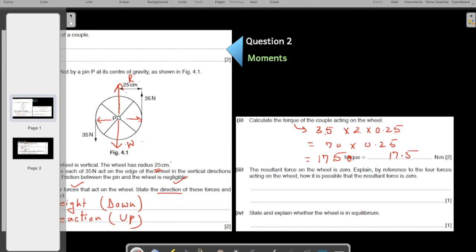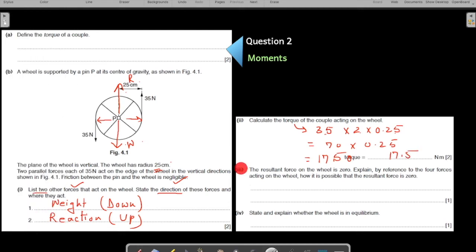Alright, now the next part. The resultant force on the wheel is 0. Explain by reference to the 4 forces acting on the wheel. How is it possible that the resultant force is 0? 1 mark question. If you see, what do you have to say? The 35 newtons which is up is equal to the 35 newtons which is down. Right? They are equal and opposite.